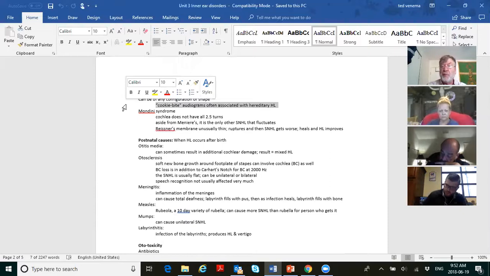Mondini syndrome. The cochlea doesn't have all 2.5 turns. It's got only maybe 1.5 turns. Okay? Aside from Meniere's, it's the only sensory neural loss that can fluctuate. There are two sensory neural losses that fluctuate. One's Meniere's, and the other one is Mondini. And we'll look at Mondini now.